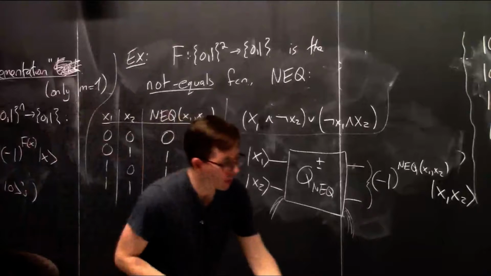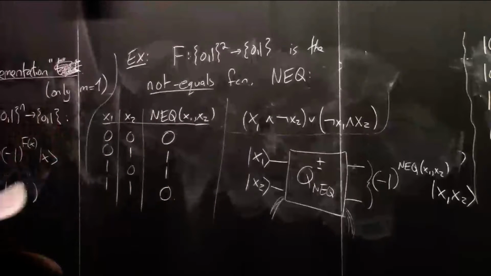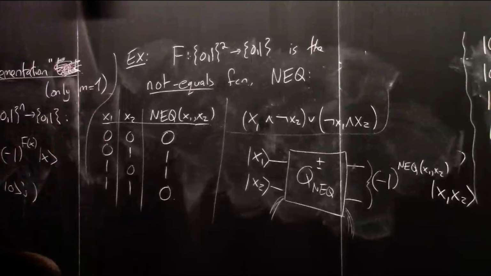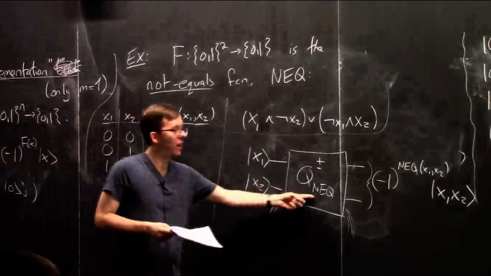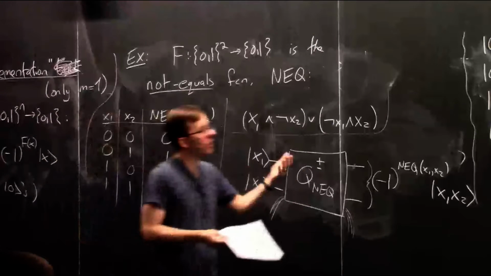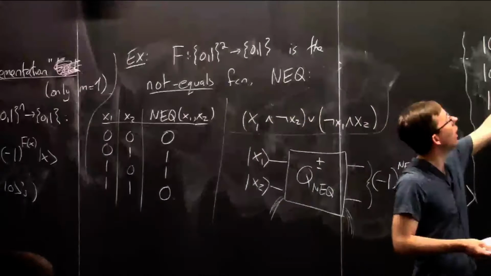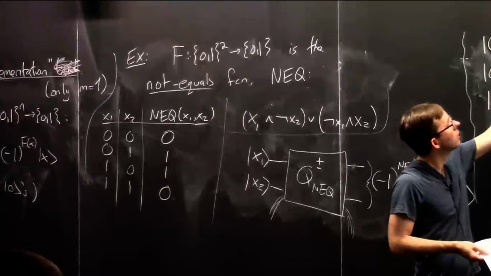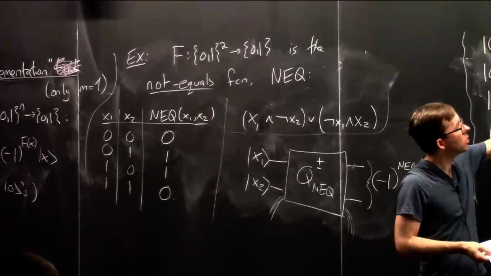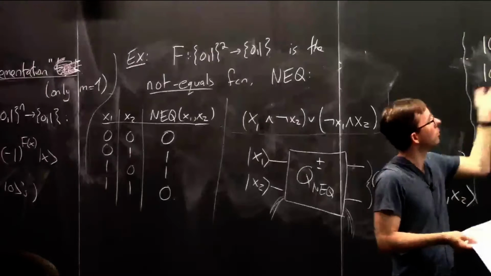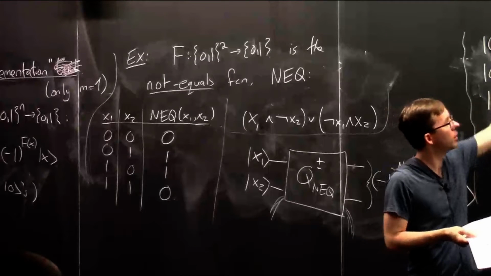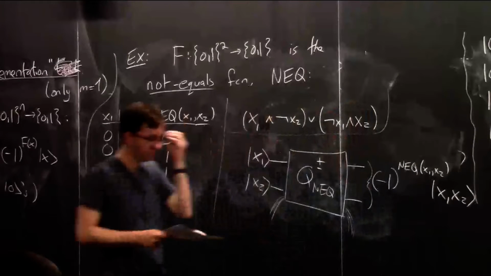So, we imagine that we have this. Think of it as a quantum gate that does the not equals operation, but it can't literally do it by converting 2 qubits down to 1 qubit, because it has to maintain the number of qubits. So it does it by putting in the appropriate sign.